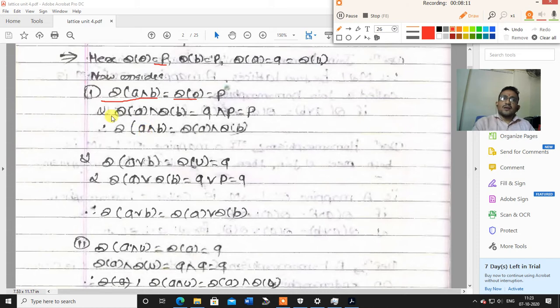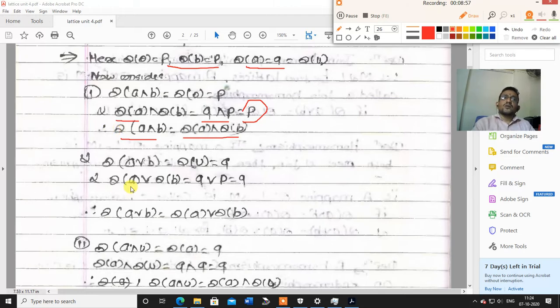Similarly, theta of A meet theta of B: theta of A is Q and theta of B is P. Therefore we can write Q meet P, and from the diagram, Q meet P is equal to P. Therefore we can say that theta of A meet B is equal to theta of A meet theta of B. So we can consider that theta is a meet homomorphism.